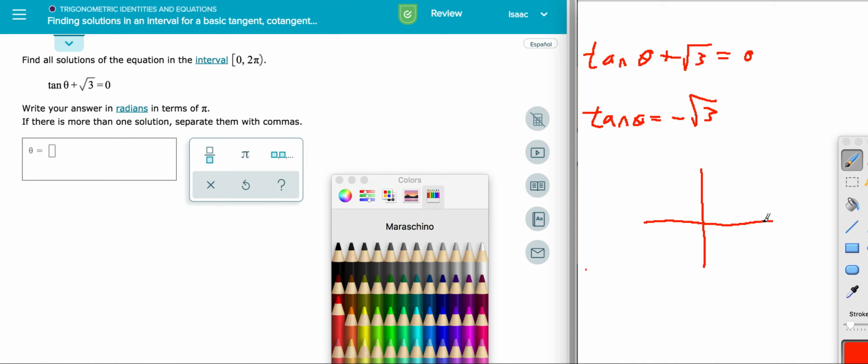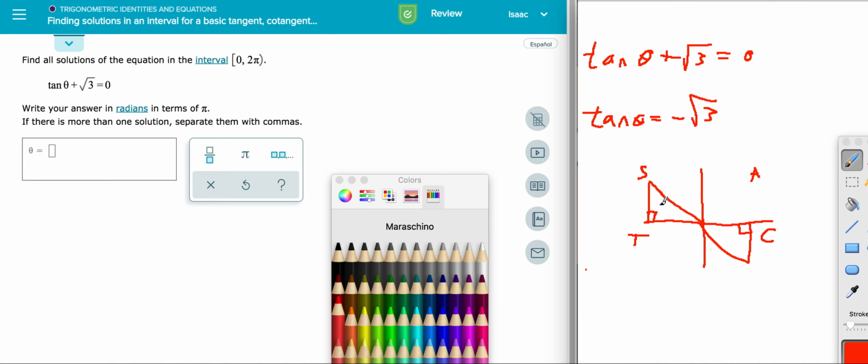So think about just one triangle. So here, all are positive here. Sine's positive here. Cosine's positive here. Oh, sorry, tangent's positive there. And cosine's positive here. So tangent would be negative in this quadrant and in this quadrant.